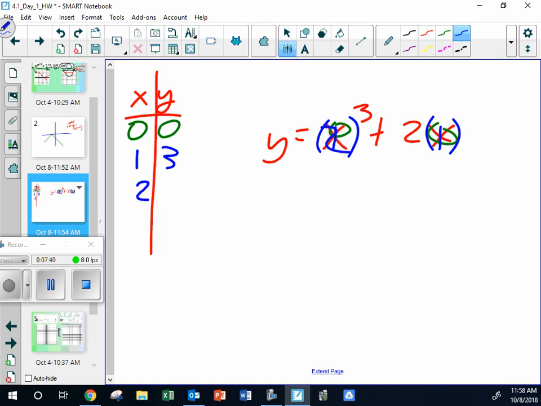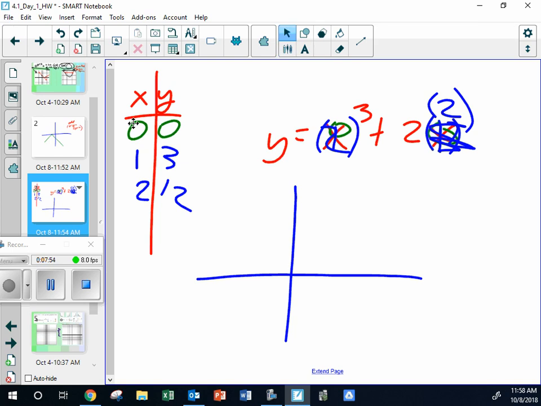I saw your iPad change a lot right when I called on you. All right, so if I stuck in a 2, you're saying I would get 12. And you were right, 2 gives 12. Okay, awesome. Now if I graph those, in case you're having trouble with that, 2 to the 3rd was 8, and then 8 plus 4 makes 12. Okay, so over 2 up 12, over 1 up 3, over 0, 0.